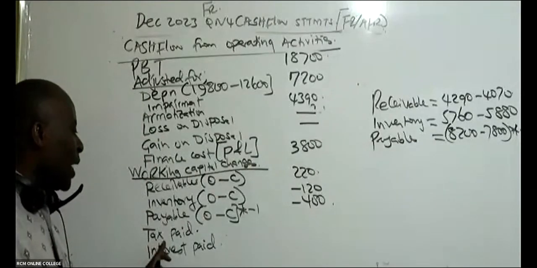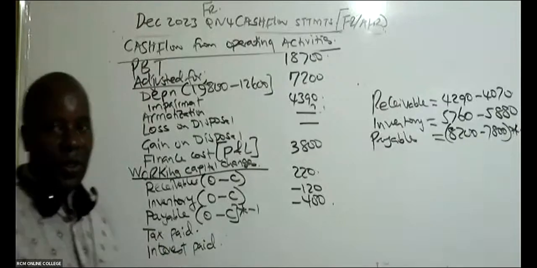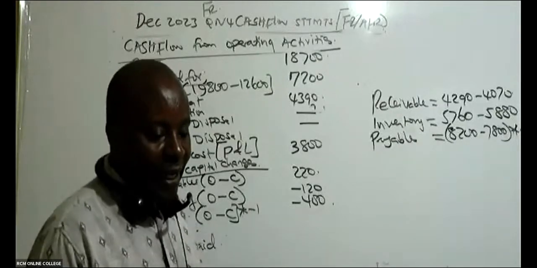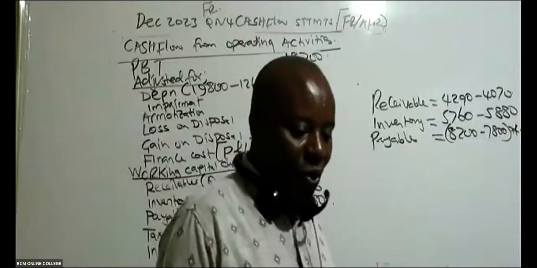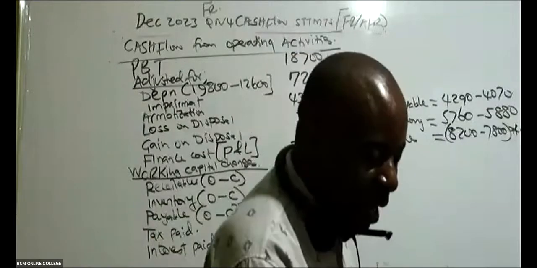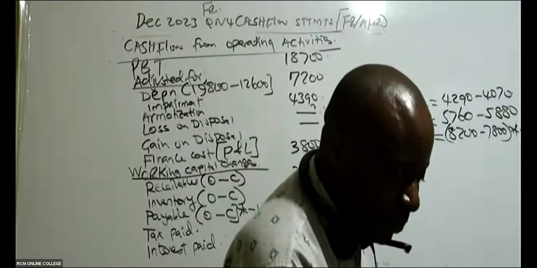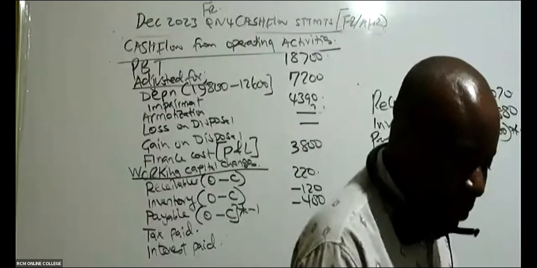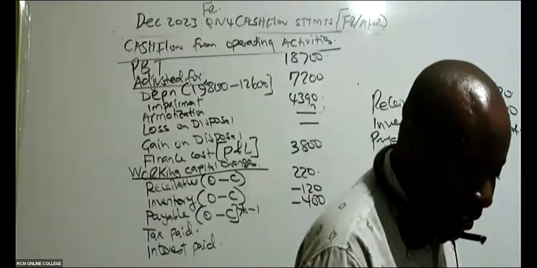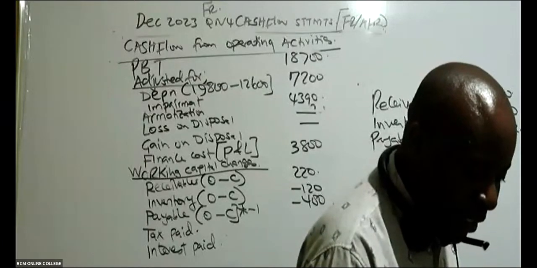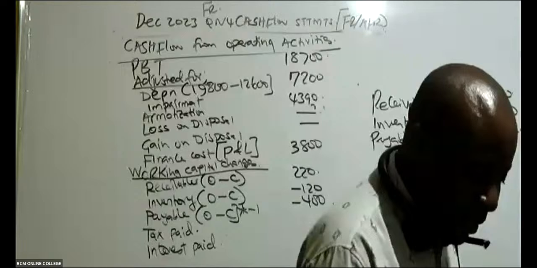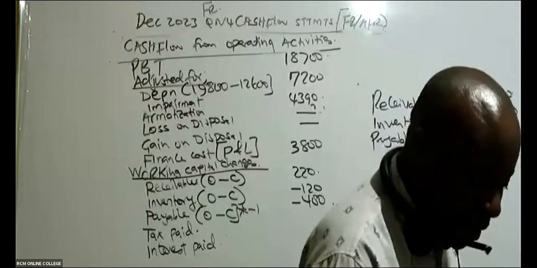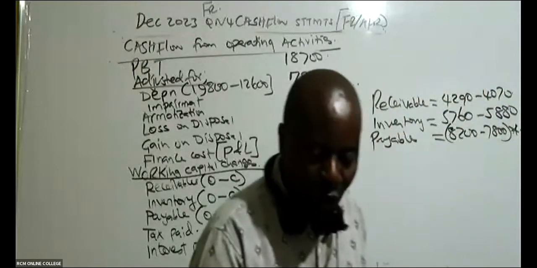So then we come to tax paid, which is the easiest. Knowing how much I've paid, ladies and gentlemen, is a very easy thing. Is there somebody who is able to see the taxes? Go to your balance sheet. Go to your balance sheet.